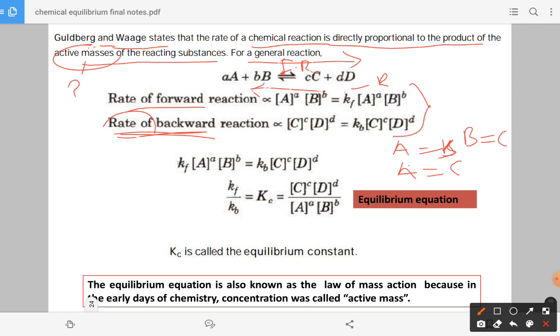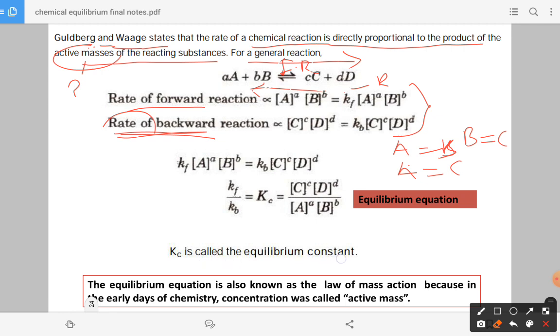So Kf times the molar concentration of A to the power a, times the molar concentration of B to the power b, equals Kb times the molar concentration of C to the power c, times the molar concentration of D to the power d. I am going to find Kf by Kb. Just for arrangement, I am bringing Kb as the denominator, so the molar concentration of A and B become the denominator. Now this ratio, Kf by Kb, means the rate constant for the forward reaction over the rate constant for the backward reaction. I am writing it as another constant, Kc.